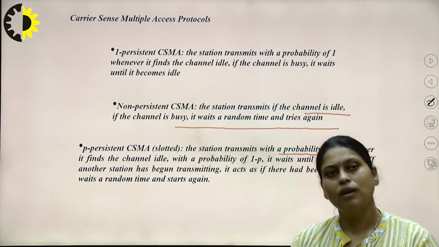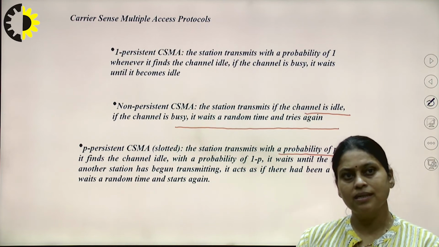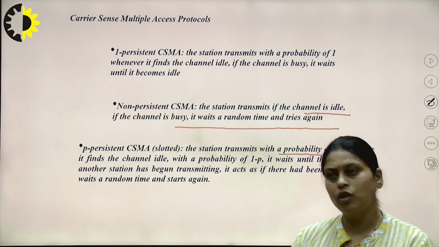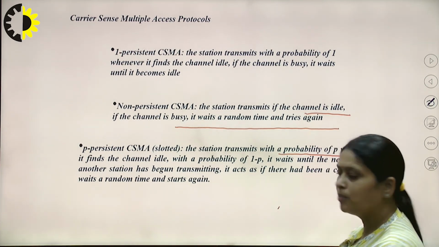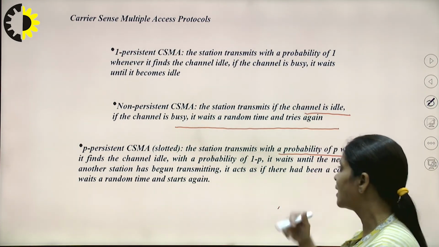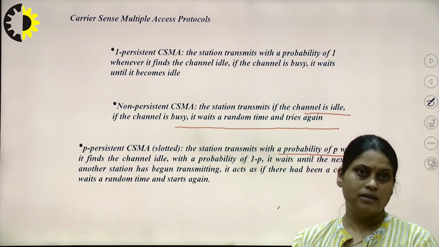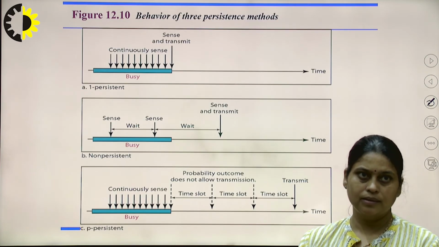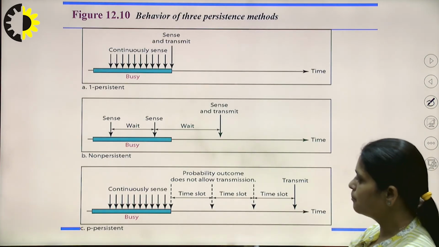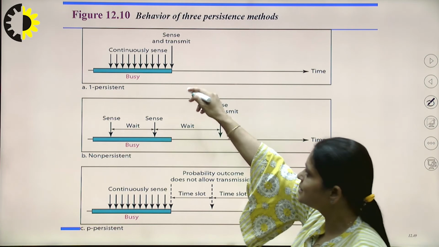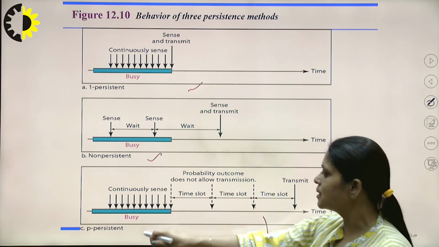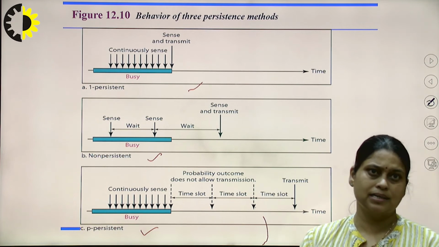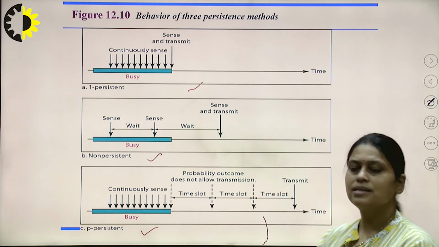If we compare it with 1-persistent, in 1-persistent the station transmits with the probability of 1, while in the case of P-persistent, the station will transmit the frame with a probability of P. These are the examples of 1-persistent, non-persistent and P-persistent carrier sense multiple access. These are the 3 methods of CSMA.